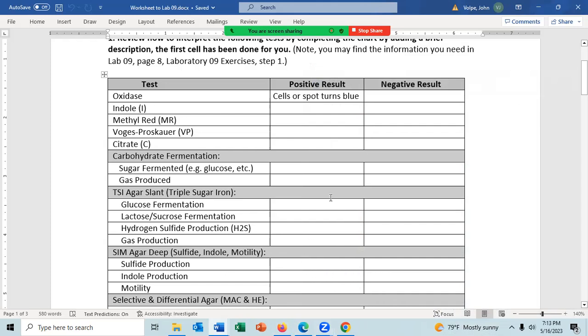The first test for the positive result has been filled in for you. For the oxidase test, if the bacteria are oxidase positive, the cell or the spot where you have the bacteria and the reagents will turn blue. And the negative, you can fill in the information, it doesn't turn blue. Okay, so the first has been filled in. Make sure you answer it similar to what's filled in here. I had some students put in an X, and an X doesn't mean anything in the last table.